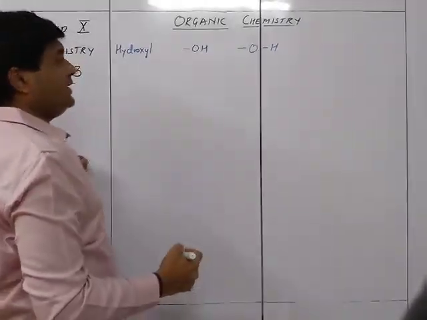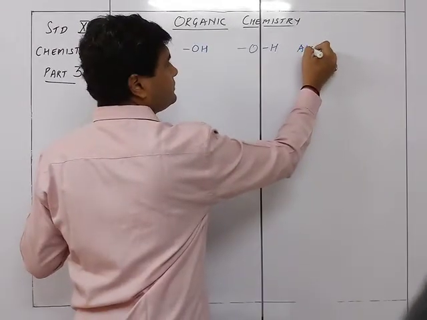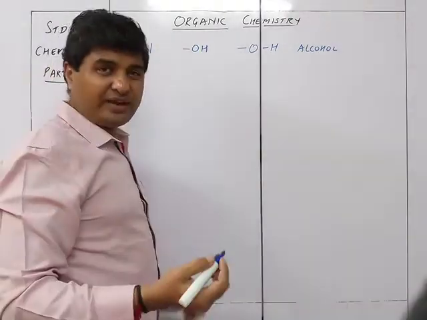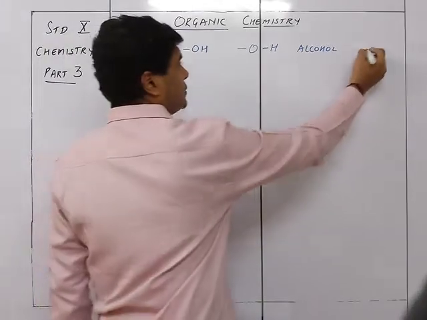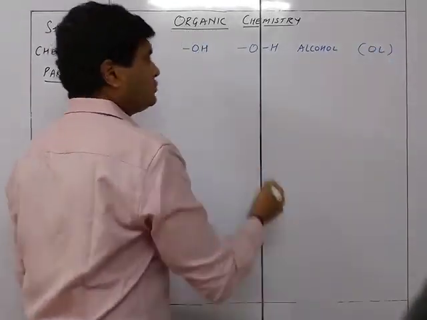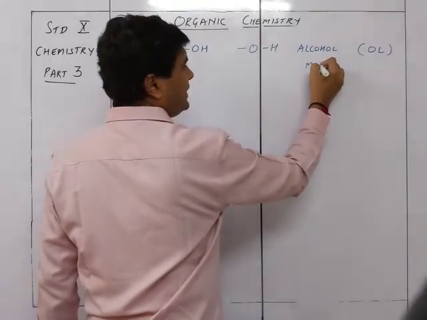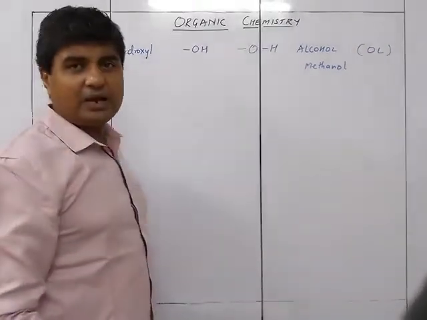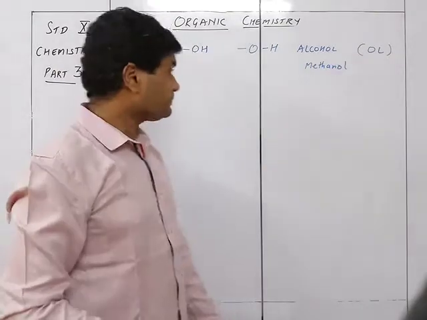These hydroxides are called alcohols, and they add a suffix to the compound, which is OL. So, for example, over here it is going to form methanol. Methyl alcohol or methanol is formed when you form this particular thing.